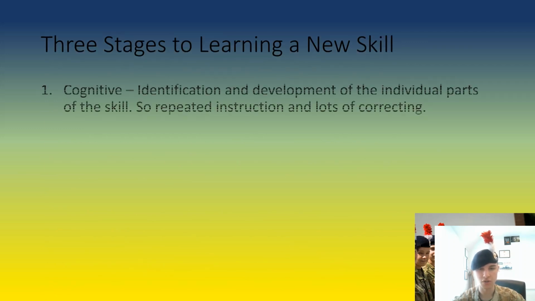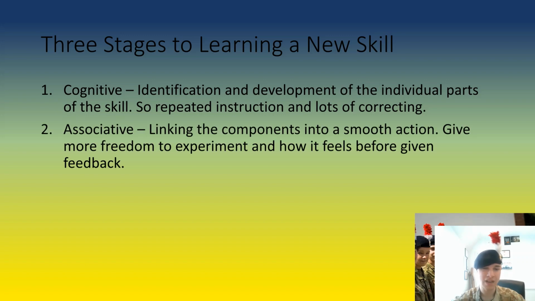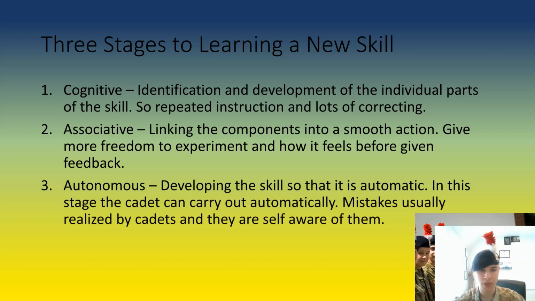So there are 3 stages to learning a new skill. 1, cognitive, so the identification and development of the individual parts of the skill. So repeat instruction and there'll be lots of correcting, so please bear with them. 2, associative, linking the components into a smooth action, give more freedom to experiment and see how it feels before giving feedback. Then 3, autonomous, so developing the skill so that it's automatic. In this stage, the cadet can carry out the movement or skill automatically. Mistakes are usually realized by the cadet, so don't patronize them and say, oh, you've done this wrong, because they're usually self-aware of it and then they'll correct it next time.